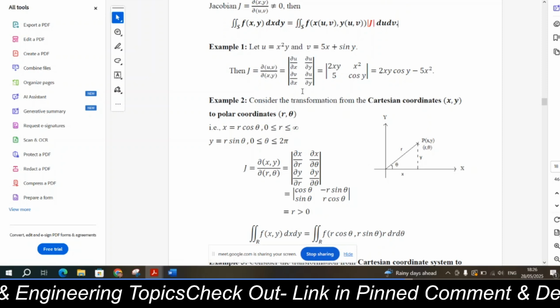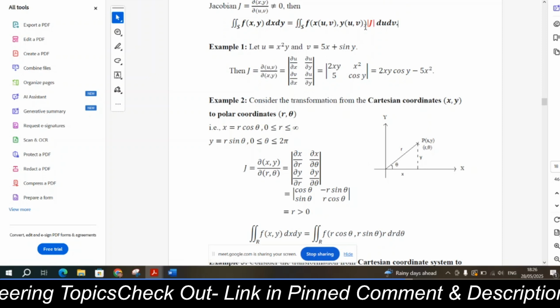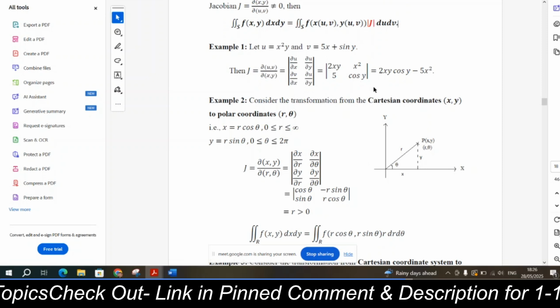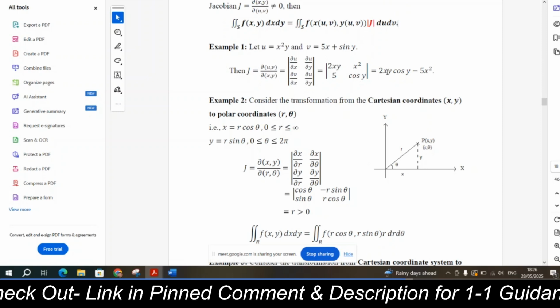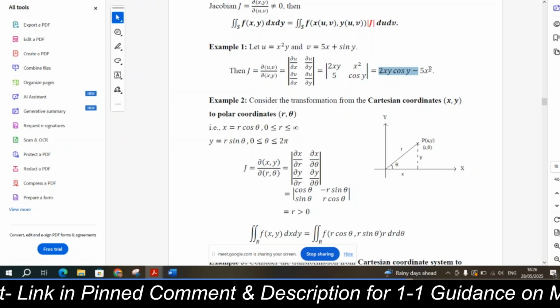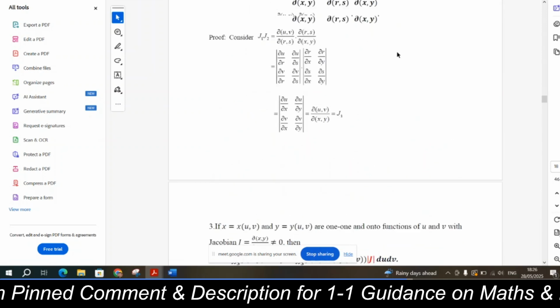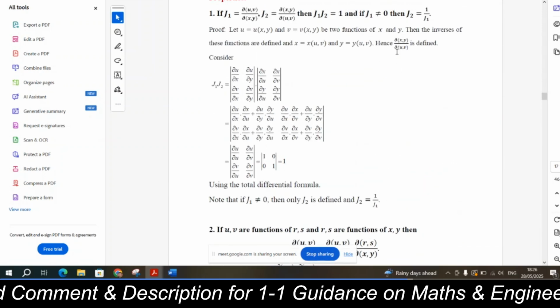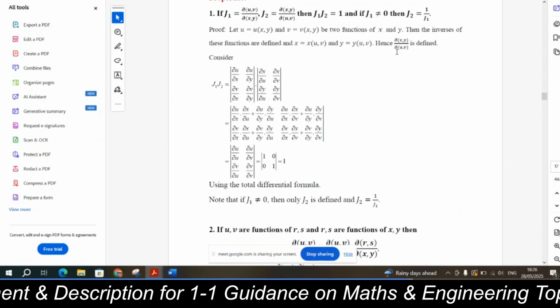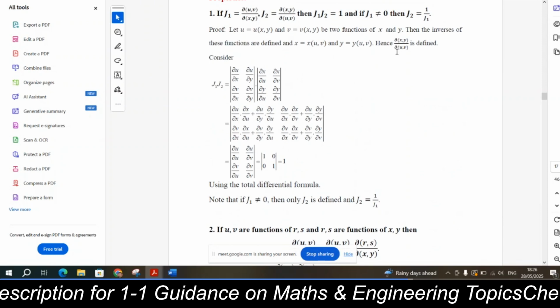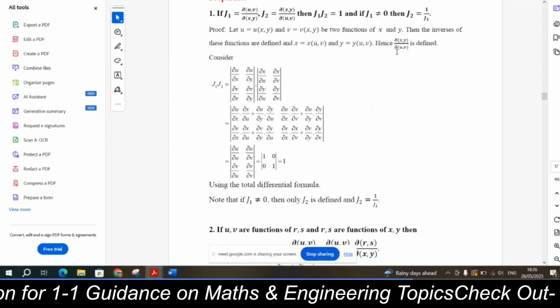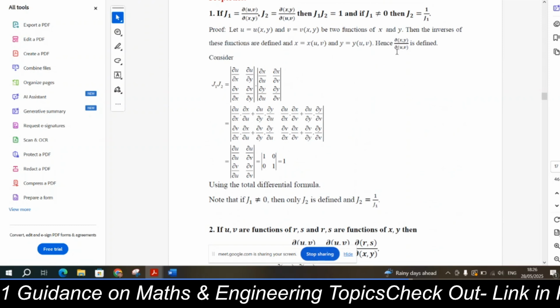Yes. u is x square y, v is 5x plus sine y. You will differentiate delta u by delta x. So y is constant, x square is 2x, 2xy. Delta u by delta y is x square. Delta v by delta x, this is a constant 0, so 5. Delta v by delta y, this becomes 0 and this becomes cos y. And then you just simply cross multiply, opening up the determinant: 2xy cos y minus 5x square. And that is the determinant.